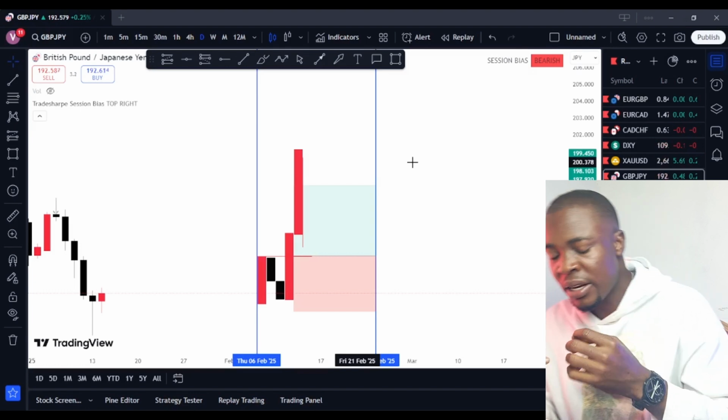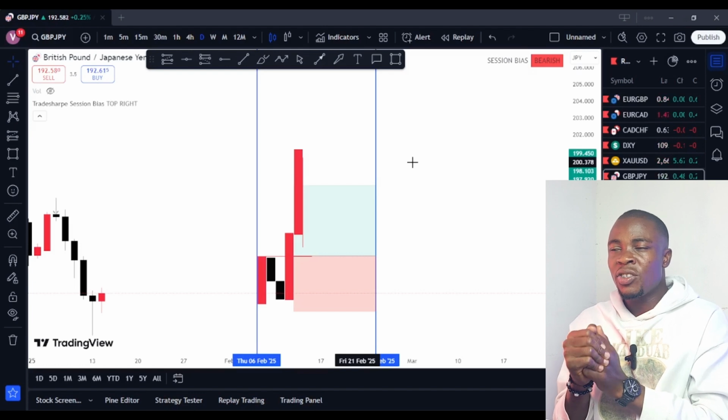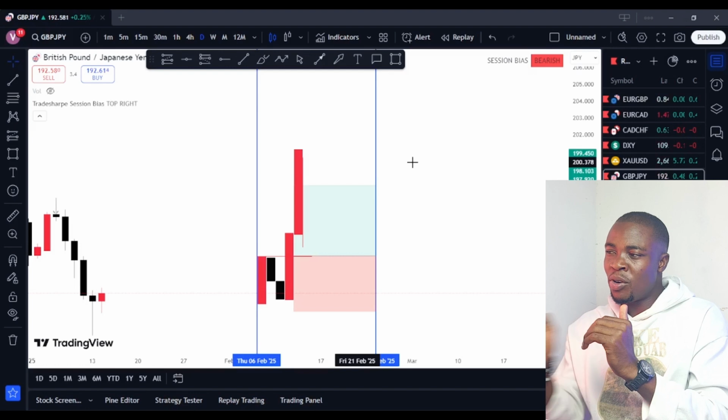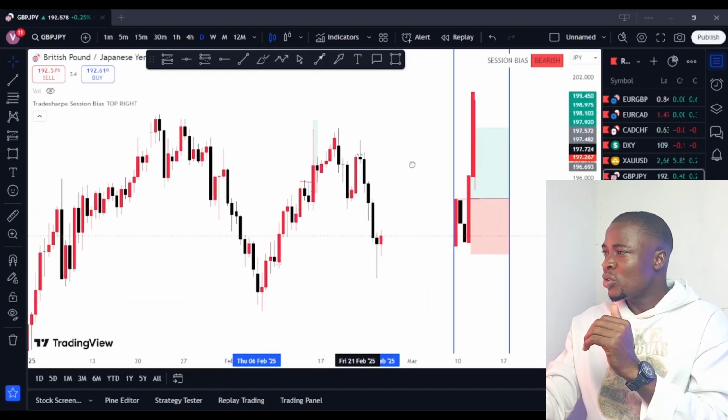This brings me to another thing, because some of my students say they need something they call sniper entry, like always getting the bottom of the wick. Let me go to something like this.